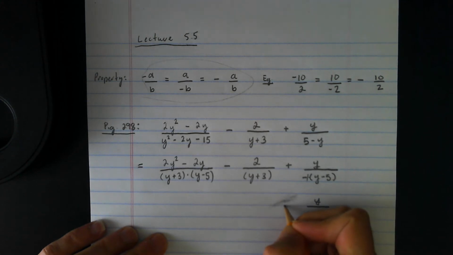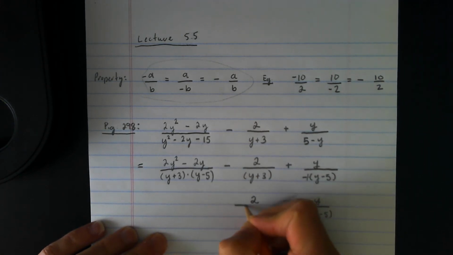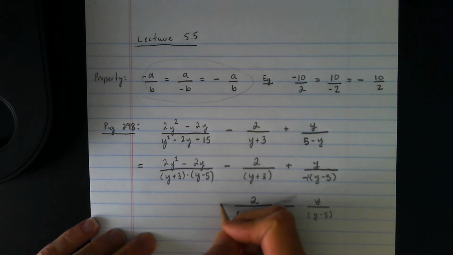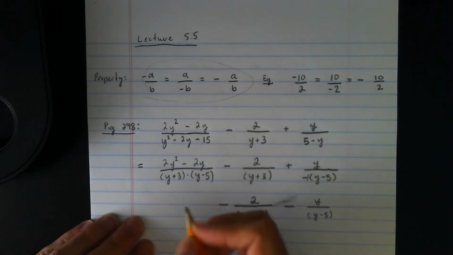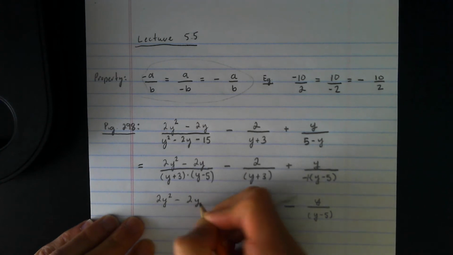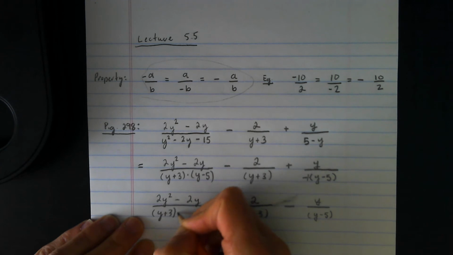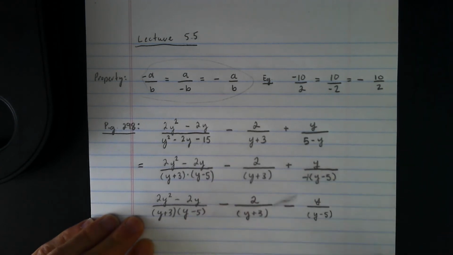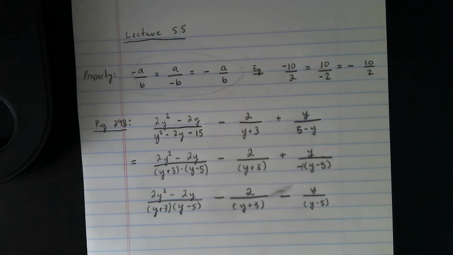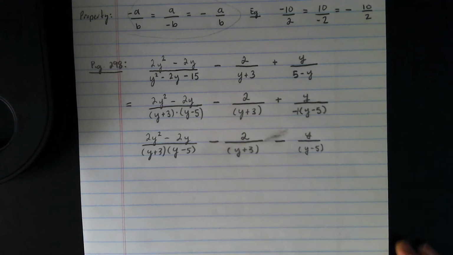Alright, so let's just rewrite this one. We've got 2 over y plus 3. And then here we've got 2y squared minus 2y over y plus 3 times y minus 5. Alright, I just wanted to show you this example because there is one question in the homework section where you're going to maybe want to consider doing this.